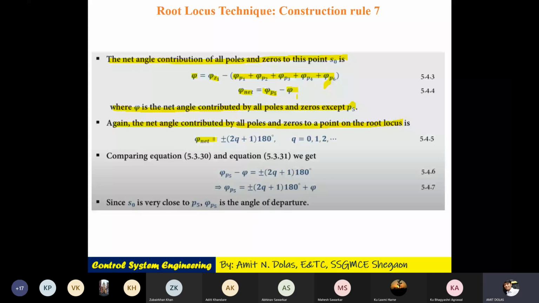So comparing the equations, the angle of P5 minus the contribution of all other poles and zeros will be equal to the angle criteria. Therefore, the angle of P5 will be equal to the angle criteria plus the contribution of all poles and zero angles. Since S0 is very close to P5, the angle of P5 is the angle of departure, because everything is going in the same direction, so that will be the angle of departure. Going to the next PPT, it will be more clear in the example, don't you worry.